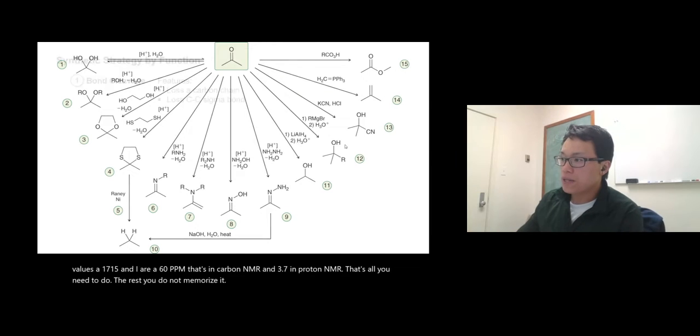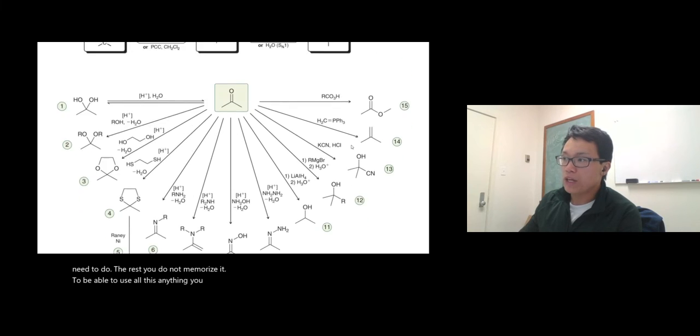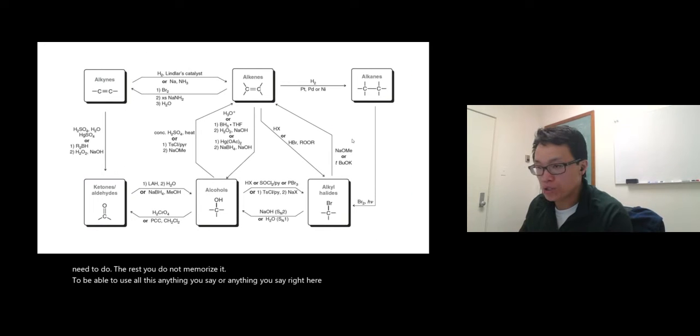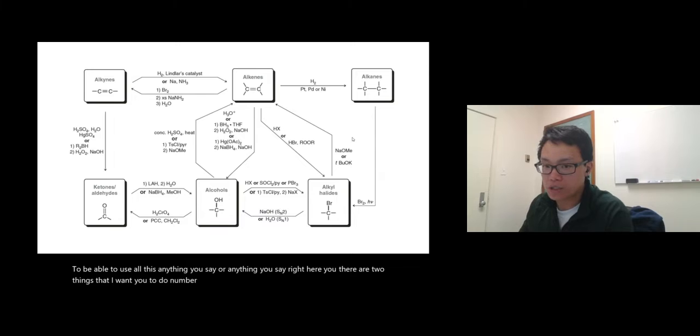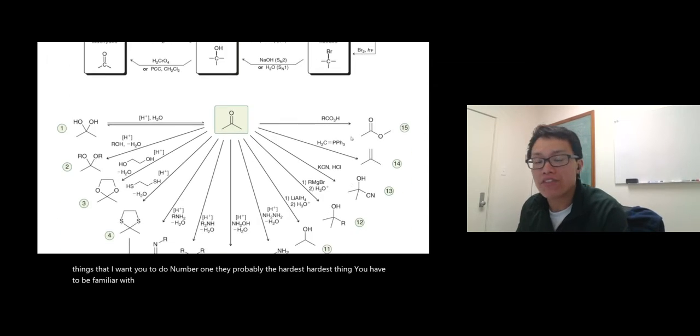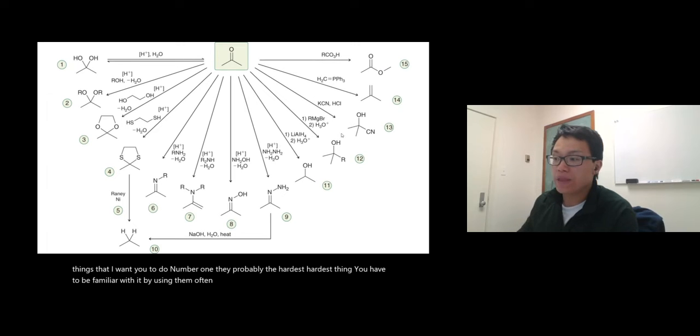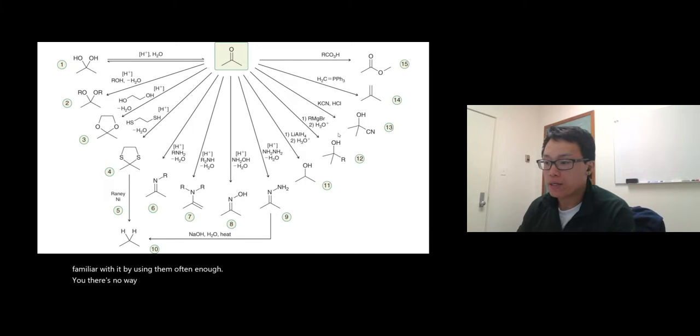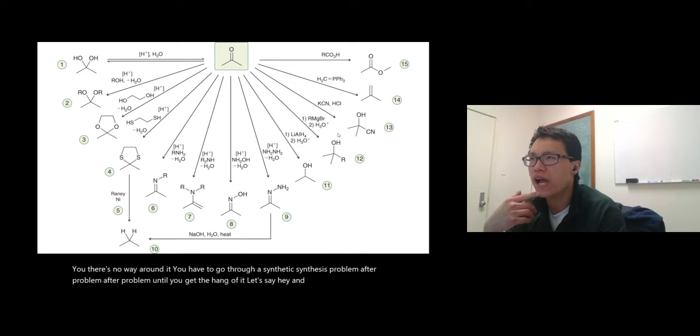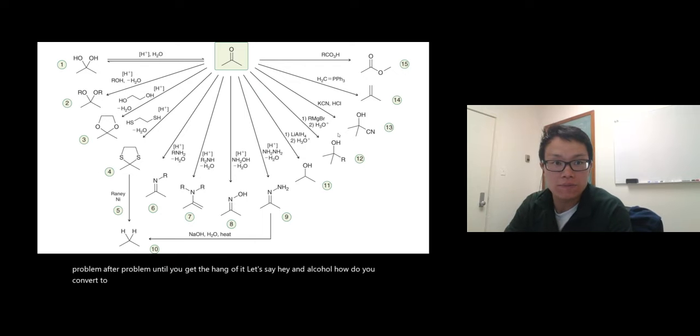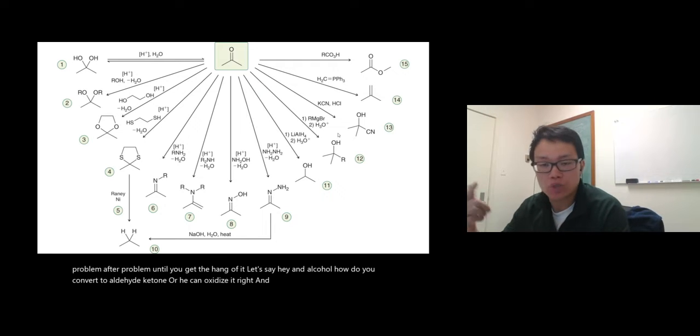To be able to use all of this, there are two things that I want you to do. Number one, probably the hardest thing: you have to be familiar with it by using the reactions often enough. There's no way around it. You have to go through synthesis problems, problem after problem, until you get a hang of it. Let's say an alcohol: how do you convert it to an aldehyde or ketone? Oh, you can oxidize it. A few reagents should come to your head, but you have to be familiar with them. Use them often enough. No way around it.